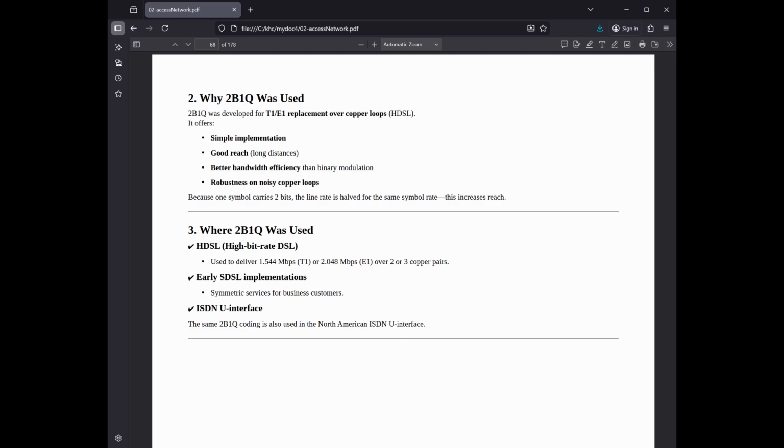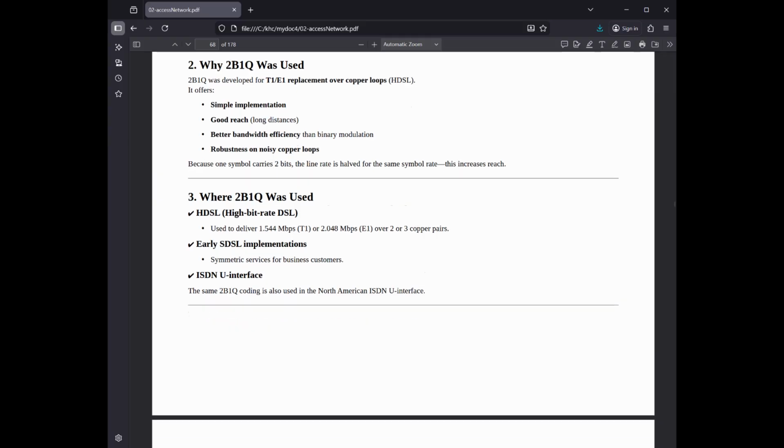IDSL, ISDN Digital Subscriber Line. IDSL is a hybrid technology that uses ISDN hardware and 2B1Q coding but connects to a data network, DSLAM, rather than a voice switch. Legacy MSAN connections. In an MSAN, multi-service access node, 2B1Q is still supported on specific line cards to maintain service for legacy ISDN business customers who haven't yet migrated to VoIP.